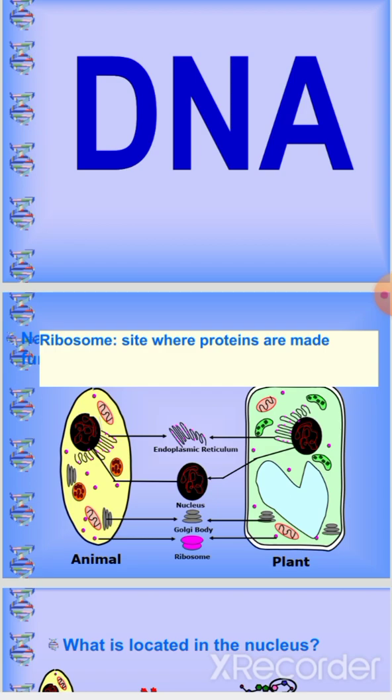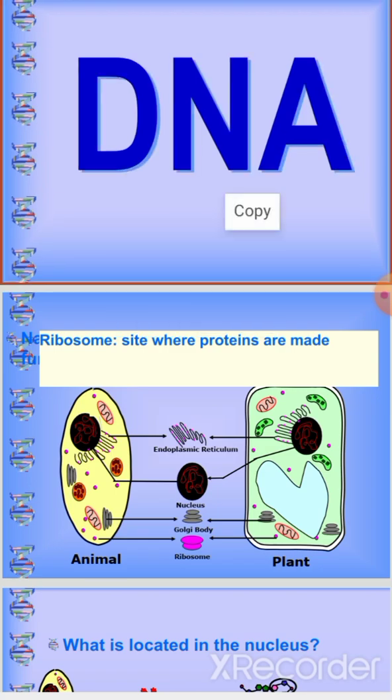In our today's video, we will learn and discuss DNA, deoxyribonucleic acid. So, what is DNA? Ribosomes are that type of site where proteins are made. Here you can see animal cell and plant cell and their difference.